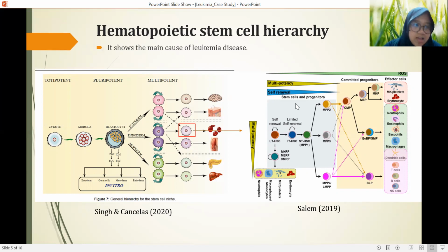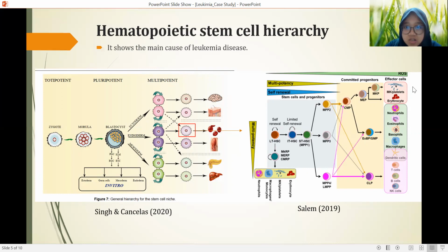From this we can understand that the hematopoietic stem cell or HSC pool is highly heterogeneous, containing long-term hematopoietic stem cell or LT-HSC, intermediate-term HSC, and short-term or ST-HSC. The cells are multipotent with differing self-renewal abilities.